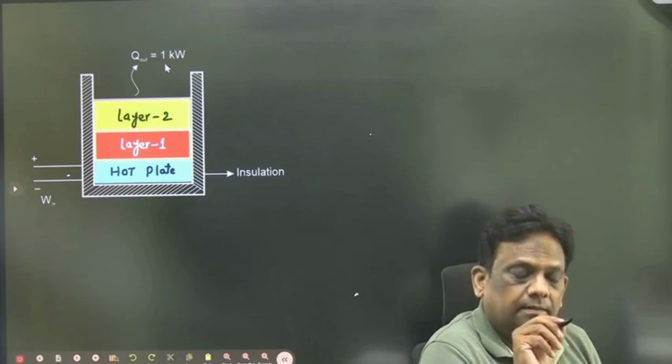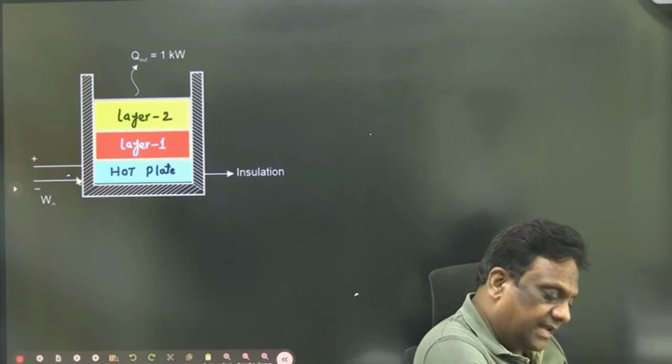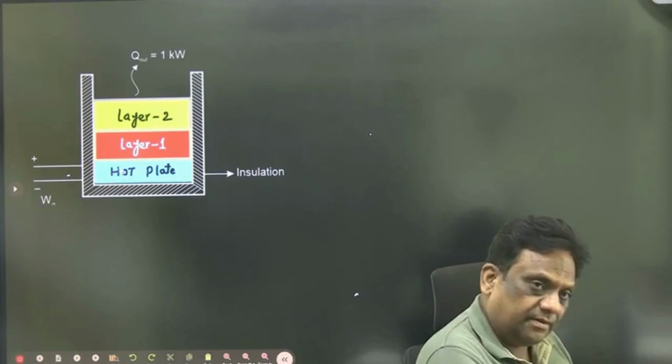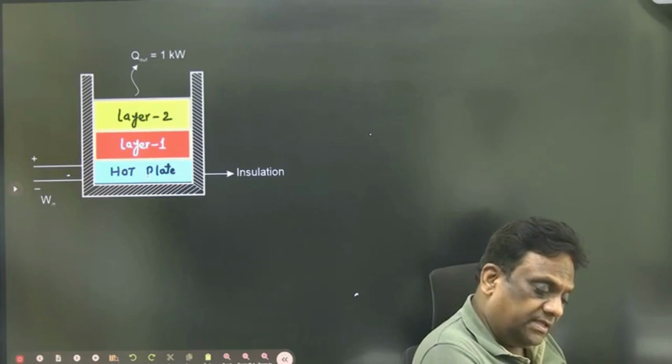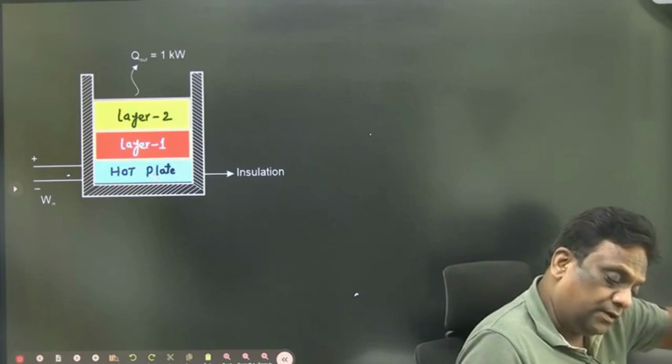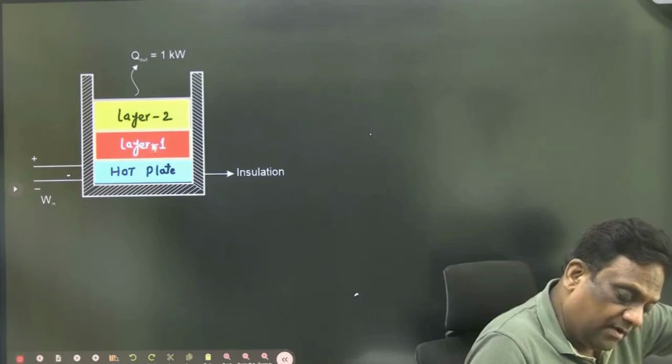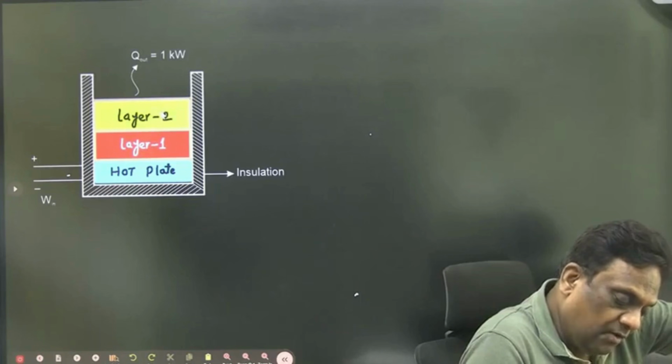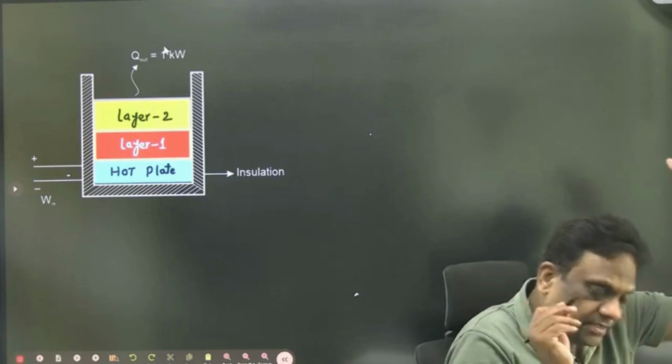Let me repeat. There is an electrical energy given. I don't know how much it is given. Because of that electrical energy, this is becoming hot. From the hot plate, heat is transferred to layer 1. From layer 1, heat is transferred to layer 2. From layer 2, heat is transferred to the surroundings.